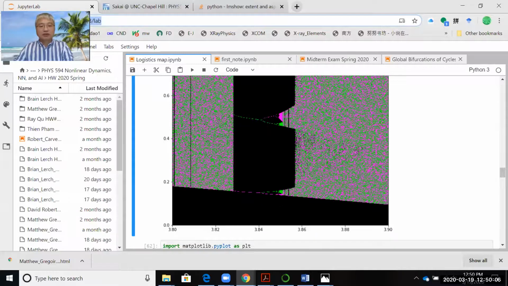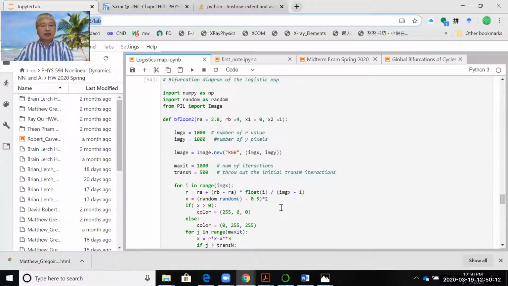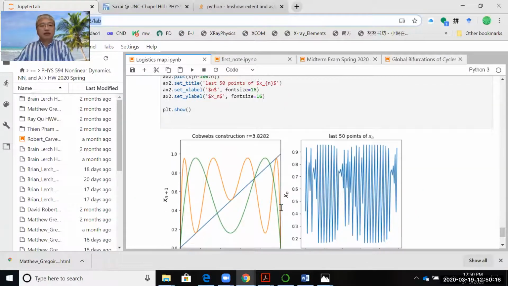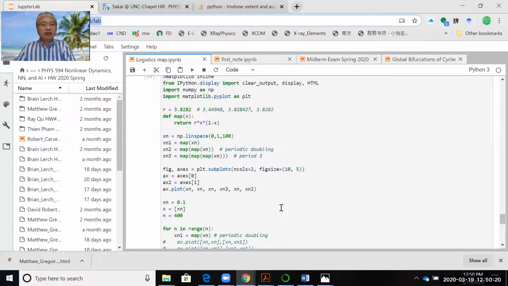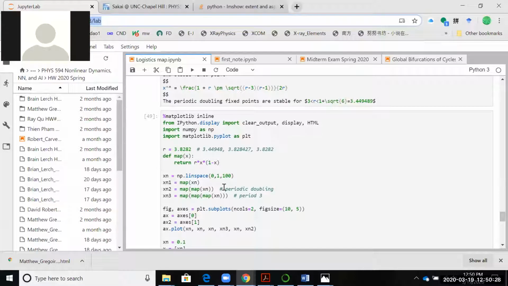So here is, let's say it's not here, not here. Okay, so what I have here is, so let me, are you seeing my logistic map Jupyter Lab? Yes. Okay.